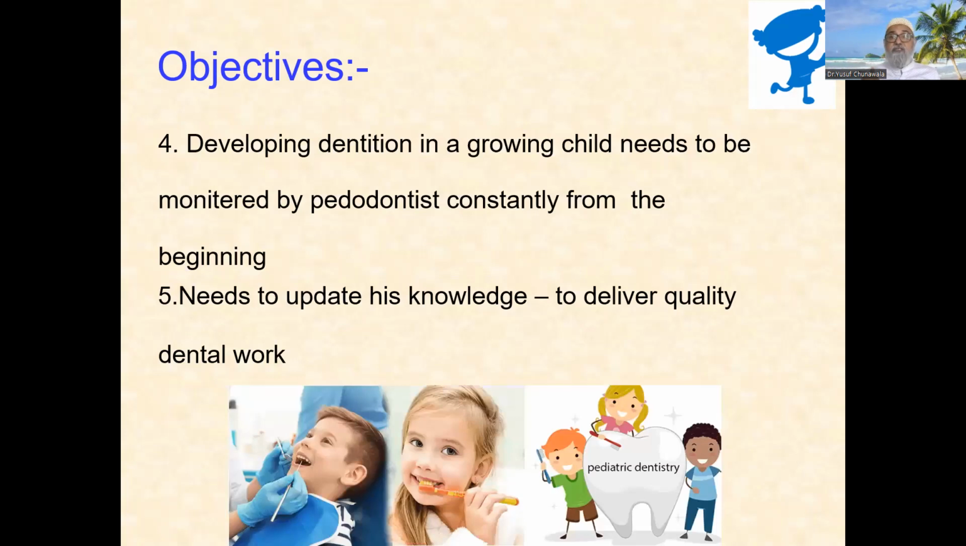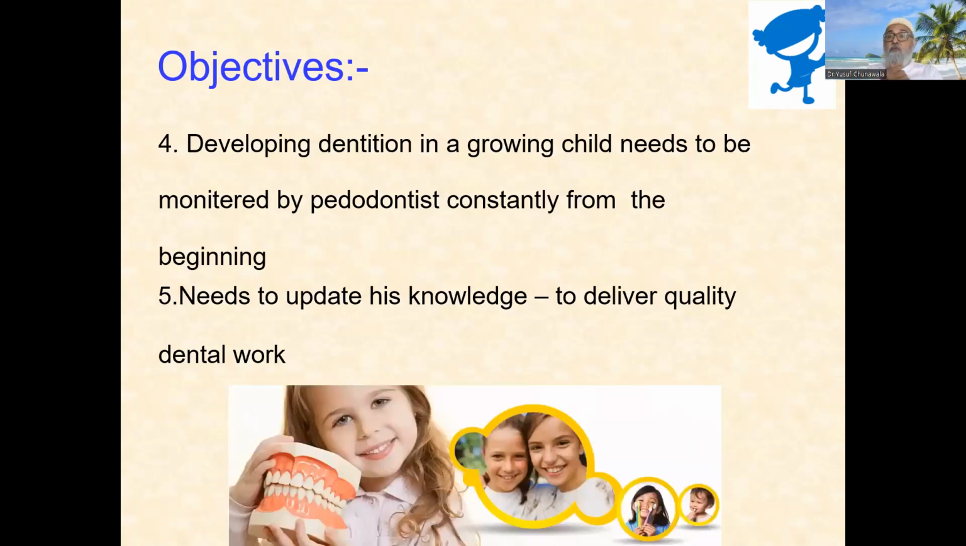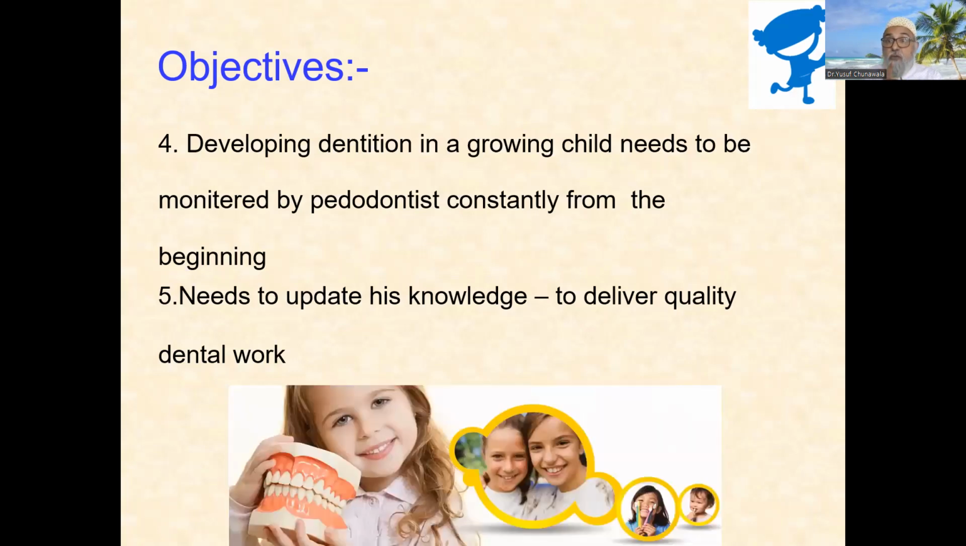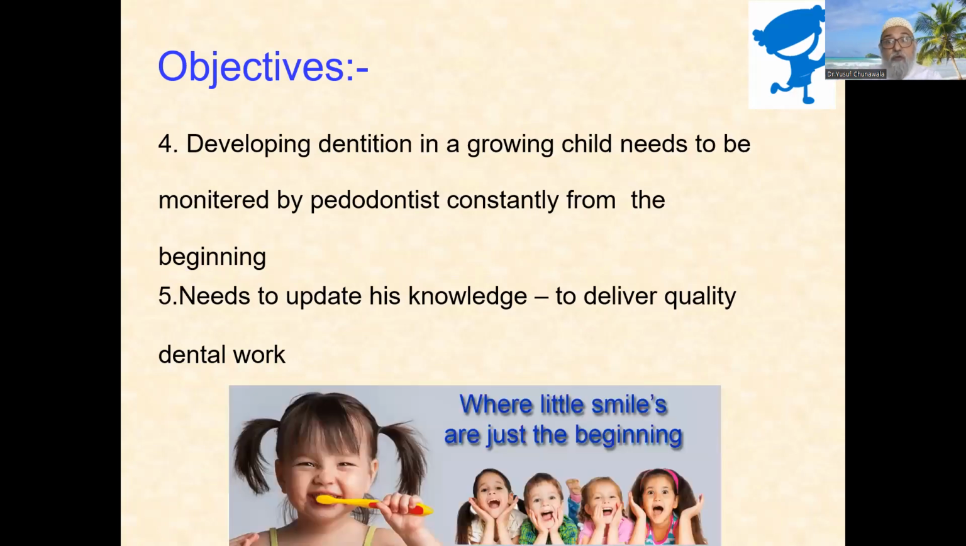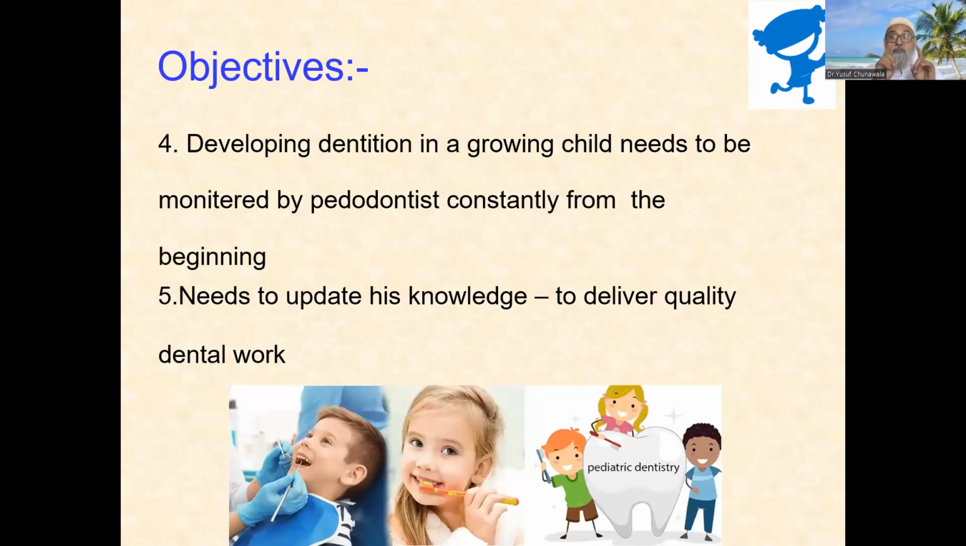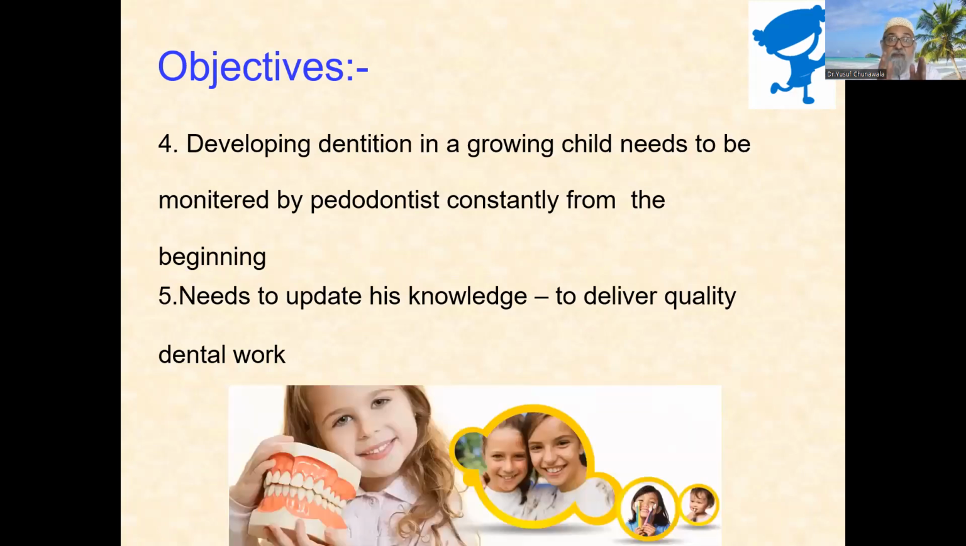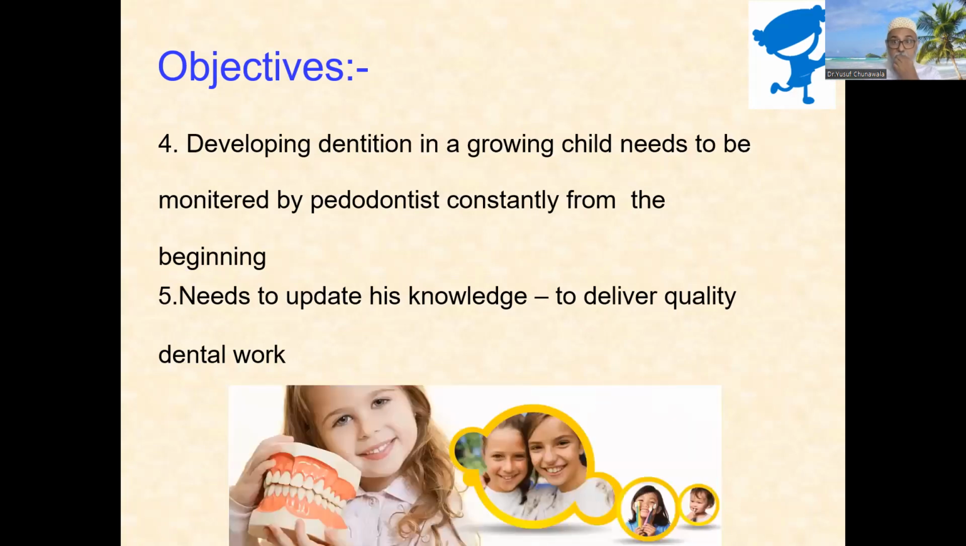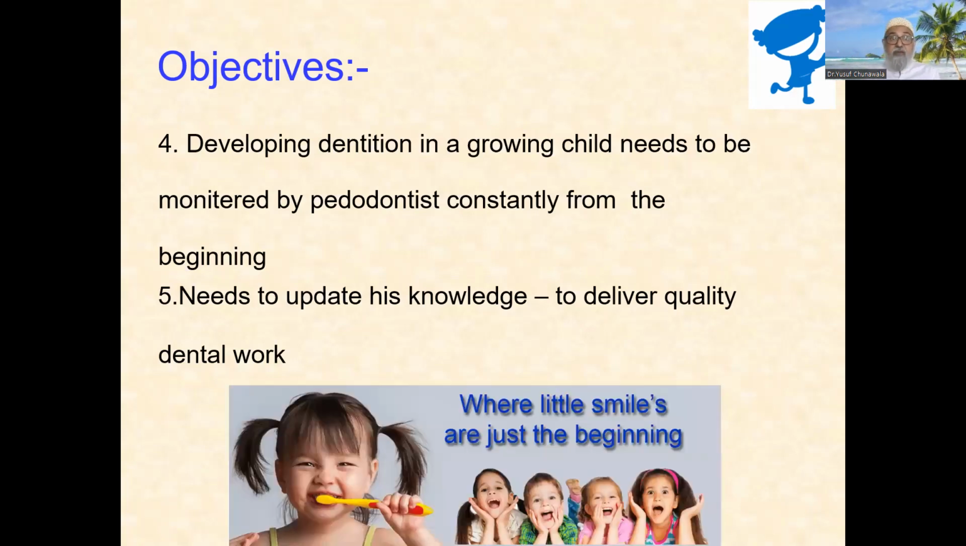So now, if you see a child where there is no spacing present in the upper anterior, upper incisor region, that is a cause for worry. So you have to follow it up and monitor that child, because there is a great possibility that there will be crowding or malalignment in his teeth. So that should be kept in mind.